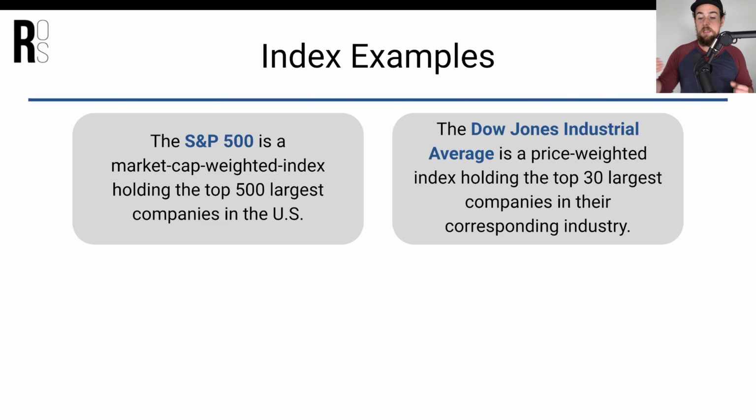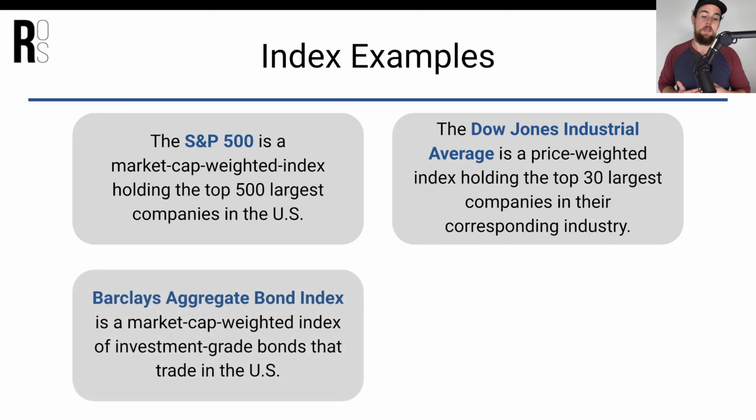Well, the Dow Jones Industrial Average is a price-weighted index holding the top 30 largest companies in their corresponding industry. So when you're looking at the Dow Jones compared to the S&P 500, you're now looking at a basket of 30 stocks in the Dow compared to a basket of 500 in the S&P 500. Another example of an index here is the Barclays Aggregate Bond Index.